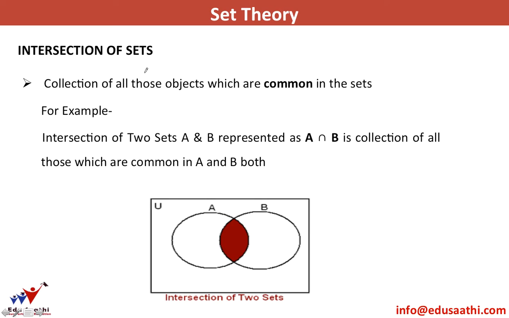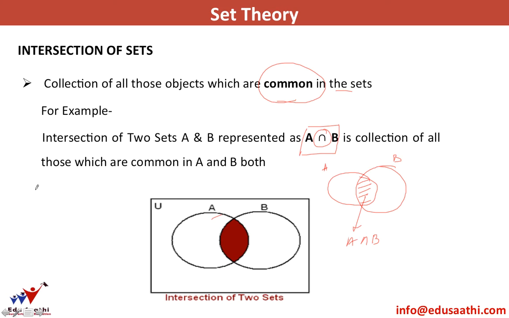Let's look at intersection of sets. Collection of all those objects which are common in the sets is called intersection. It is represented as A, this inverted U sign, and B. Now graphically, if I have a set A as shown here and then I have a set B, so this is set A and this is set B. Now this is the region which is common to both the sets, so this is represented as A intersection B.